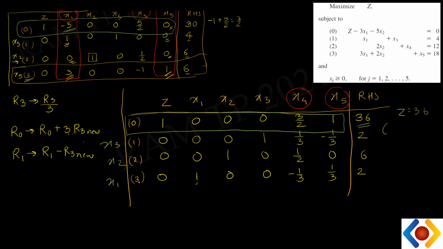Now tell me, what is X1? X1 is equal to 2. What is X2? 6. What is X3? 2. What is X4 and X5? 0, 0. Did we get the same solution? 2, 6? Yes, sir. Right?